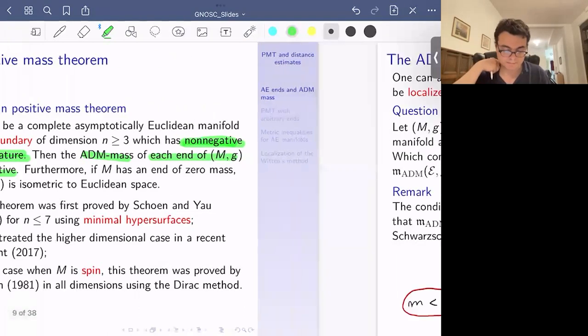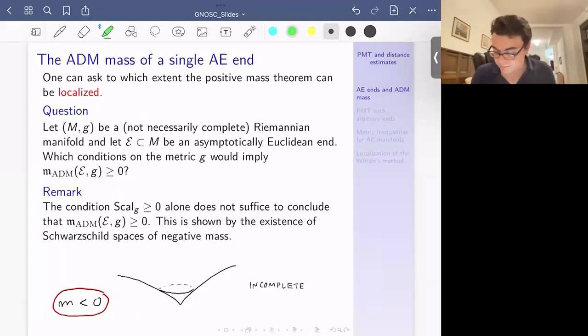All right. So the topic that I want to discuss today is to which extent this theorem can be localized. In other words, if you start with a not necessarily complete Riemannian manifold and take E to be an asymptotically Euclidean end, then you might ask which conditions on the metric g would imply that the mass is non-negative. And of course, we saw already that the scalar curvature being non-negative alone is not enough, as is shown by the existence of Schwarzschild spaces of negative mass.